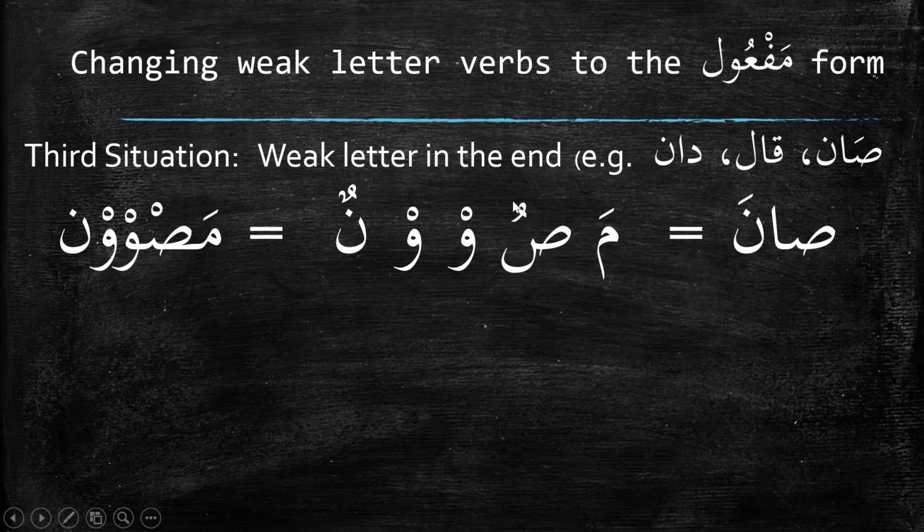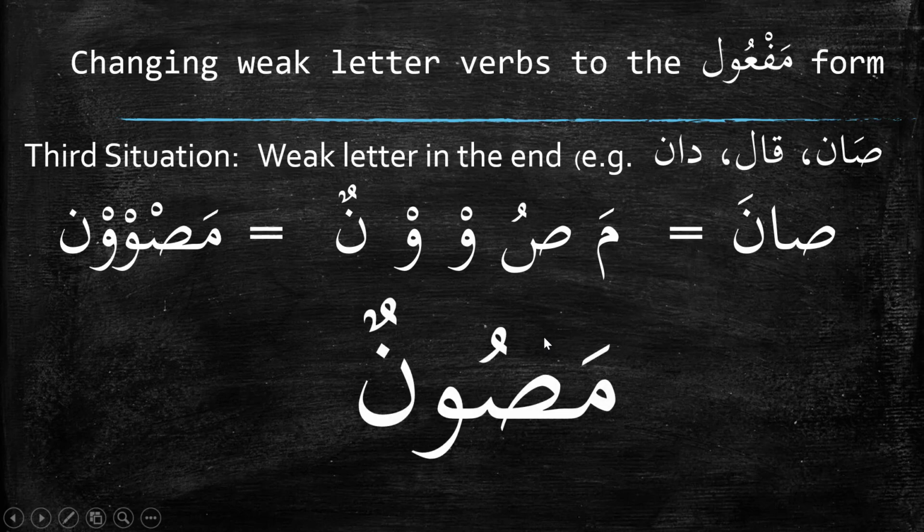Now, we don't want to drop either of these, because they're both a part of the original word. And so what we'll do is we'll keep the sukoon on the waw, and we'll change the sukoon on the sawd to a dhamma. Okay? And so we get masoon. So sana is to protect or preserve. Masoon would mean protected or preserved.